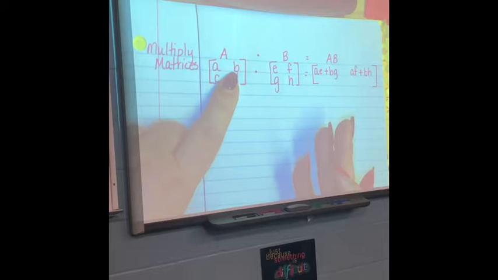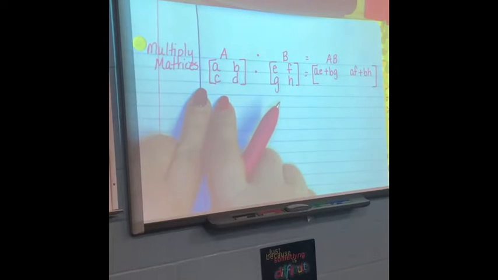Rows and columns. Row 1 by column 1. Row 1 by column 2. Now we're going to go row 2 by column 1 and row 2 by column 2. Okay. There's no why. That's what the pattern is to multiply it.